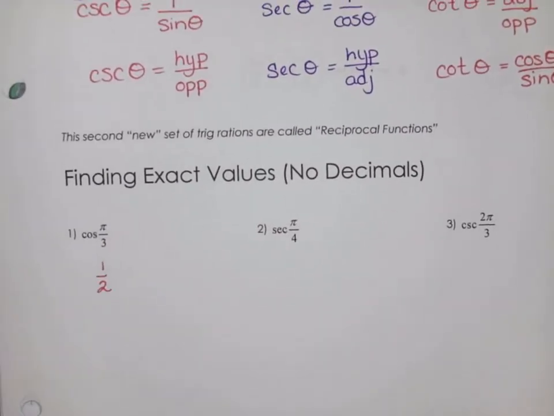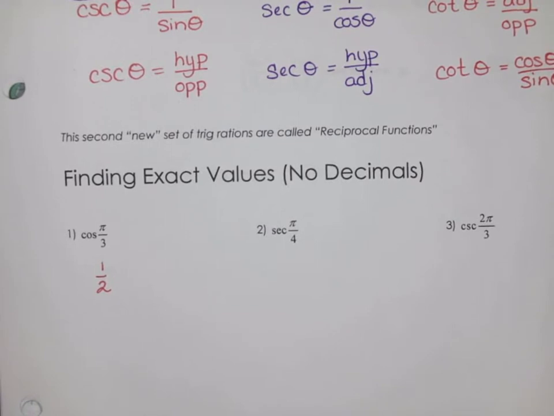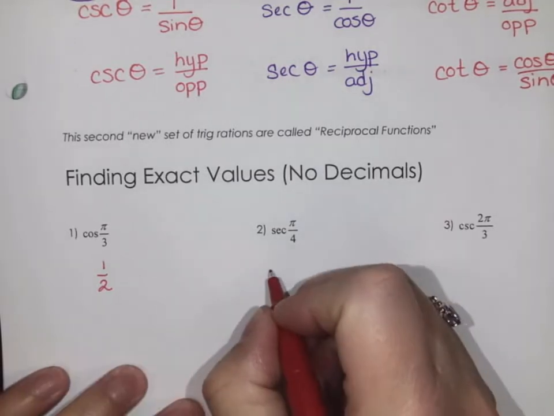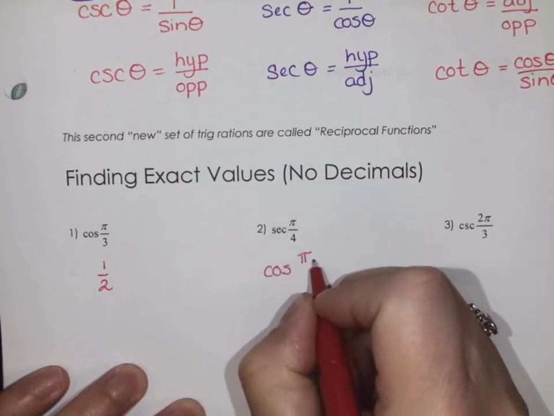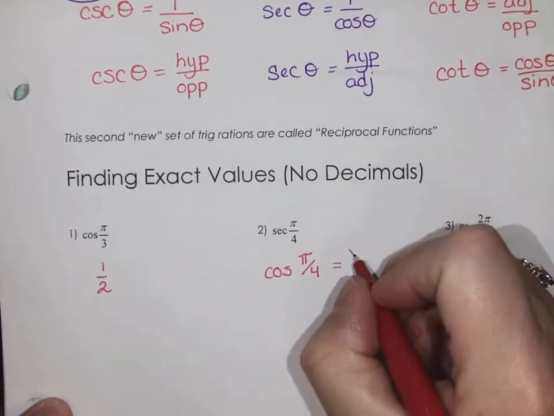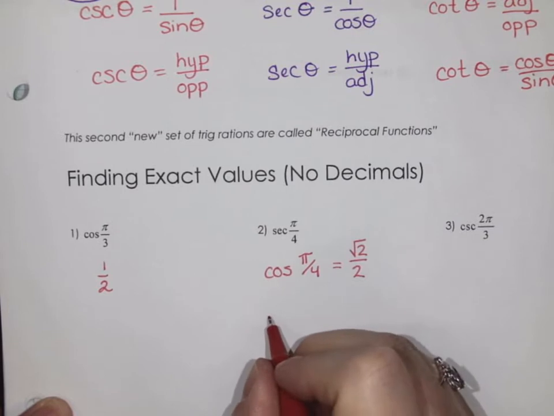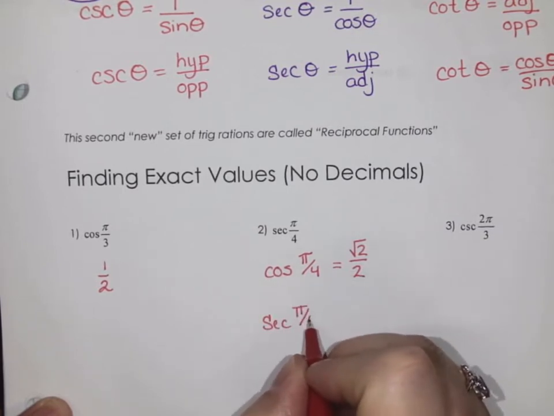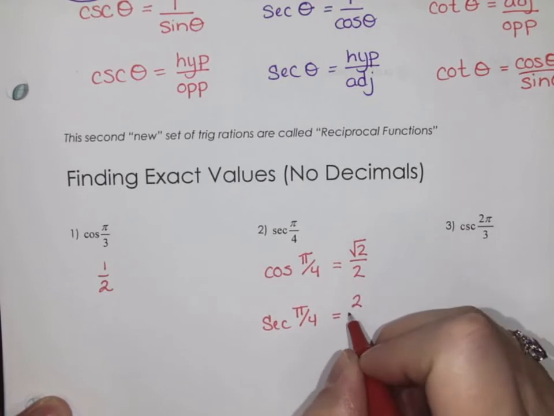Okay, so secant of pi over 4. 2 over root 2. So the first thing we're going to do is, what reciprocal function is secant for? Cosine. So if we figure out, Danica, this is the way you wanted to do it, this is the easy way. So what is cosine of pi over 4? Root 2 over 2. So therefore, what would be secant of pi over 4? 2 over root 2.